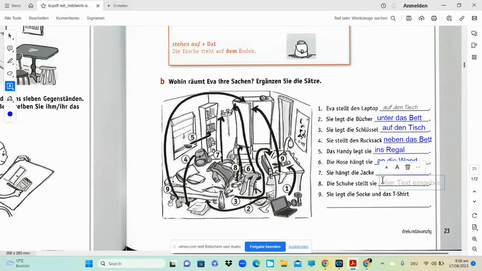Okay, so again, what is Schrank? Do you remember the article? Schrank is der Schrank. Okay, in the cupboard. So since it's der Schrank, you will say in den Schrank. Okay, sie legt die Socke und das T-Shirt, so she is going to keep these socks and T-shirt in the cupboard, or in den Schrank again. Okay, so in den Schrank.